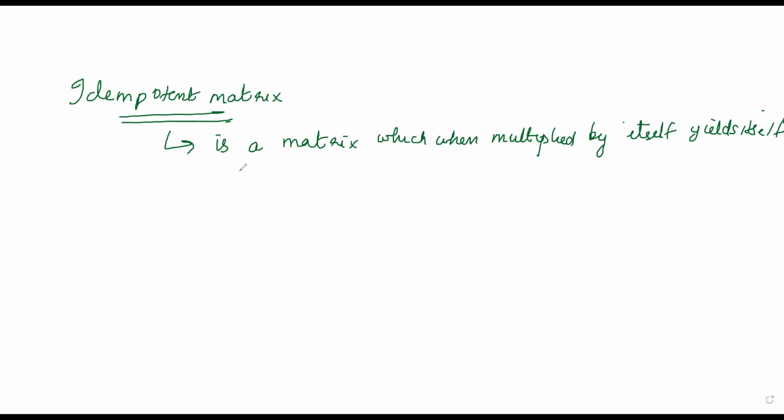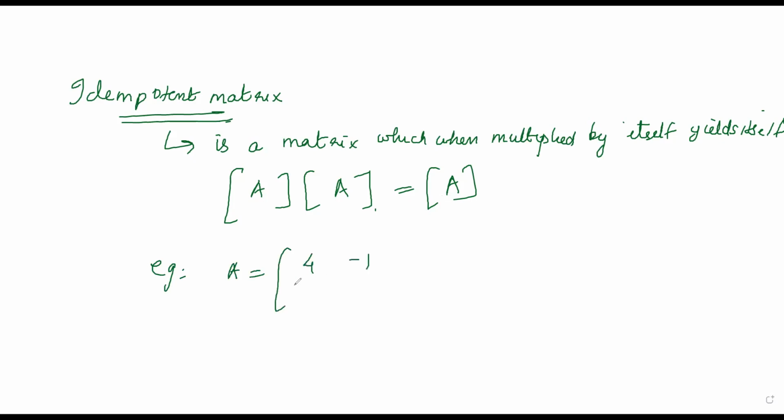So what is that meaning? I have a matrix A, for example. Then I am multiplying it again with itself. Then I am getting A itself. Then it is an idempotent matrix. Okay, so if you want, write one example. The matrix A is equal to 4, minus 1, 12, minus 3.